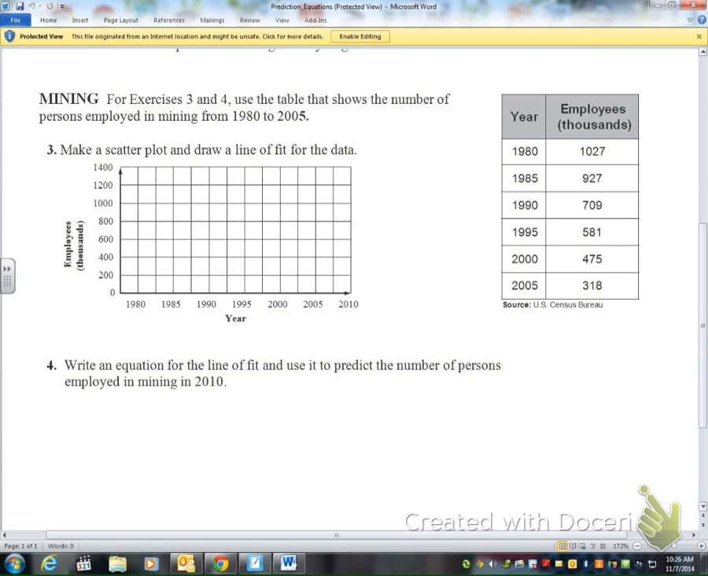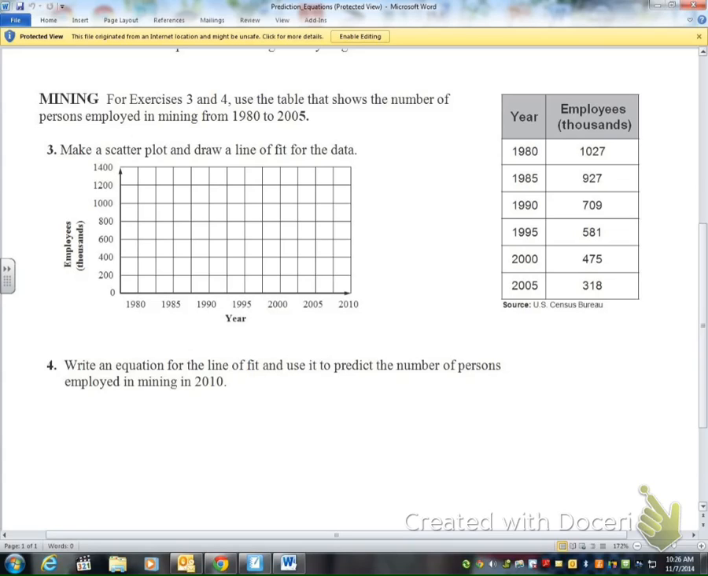So I need to go over 1980. 1027 is going to be just a little over 1,000. Because if you think this is 1,100, so 1027 is going to be maybe about here, maybe a fourth of the way up. Or maybe, probably not even that much, like an eighth of the way up. So go ahead and graph that point on there.